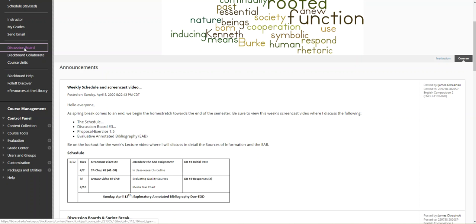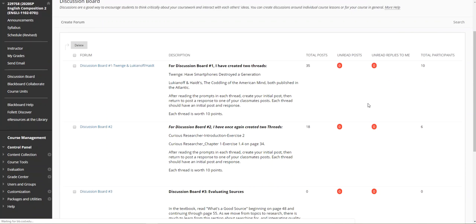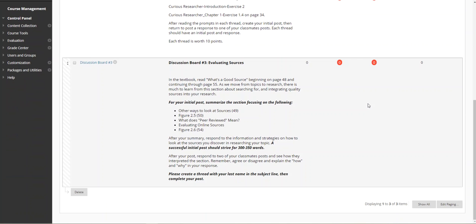Just heading over to the discussion board. Discussion board number 3 is just a single thread focusing on what's a good source in your textbook. On pages 48 through 55, Ballinger talks about evaluating and determining what is a good source. So for your initial post, summarize this section focusing on the following. I give you five parts of that what's a good source section to look at and focus on.